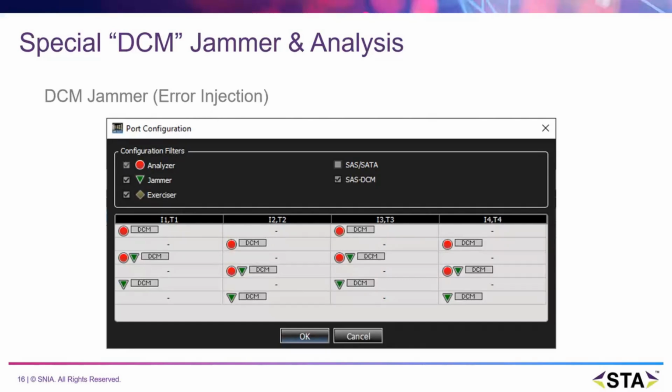Dynamic channel multiplexing, or DCM, is a link aggregation feature introduced in 24 gig SAS to improve bandwidth utilization and reduce latency, particularly between initiators and expanders or between expanders themselves. It enables up to 4 virtual channels over a single 24 gig physical link, allowing traffic equivalent to 4 by 6G or 2 by 12G streams to be carried simultaneously.